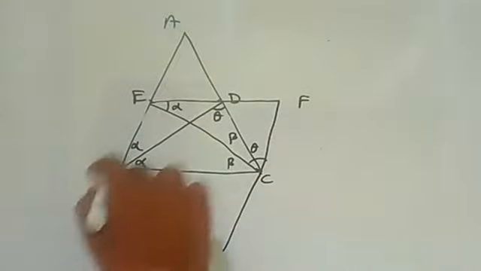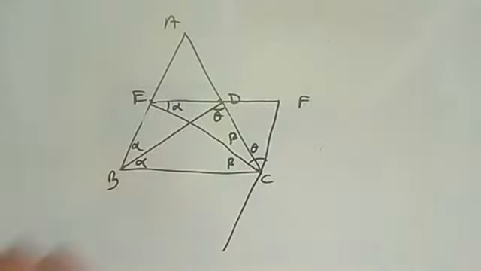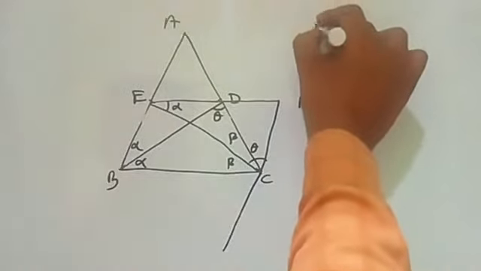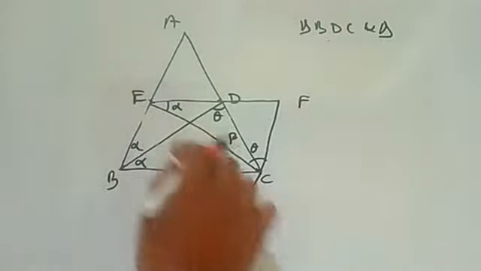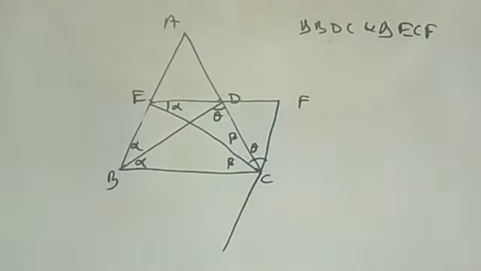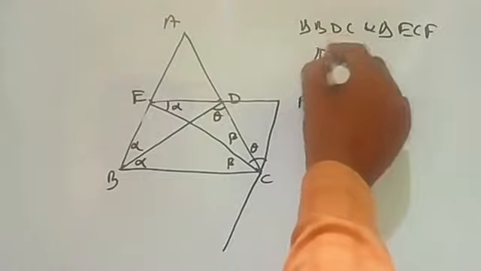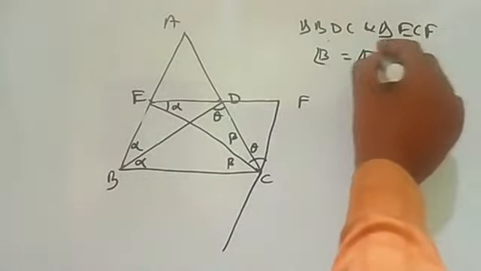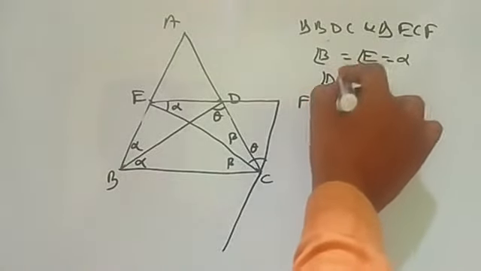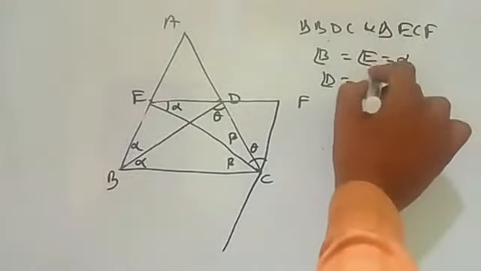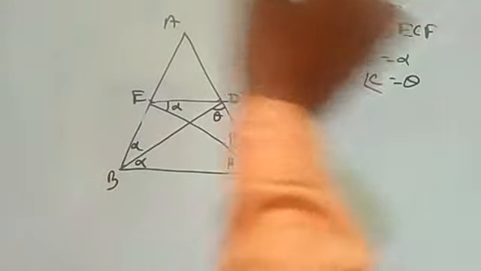So, triangle BDC and triangle ECF. Between these two triangles, this is alpha, that means angle B is equal to angle E, that is alpha. B is equal to E. Again, this angle D is equal to this angle C, that is theta.